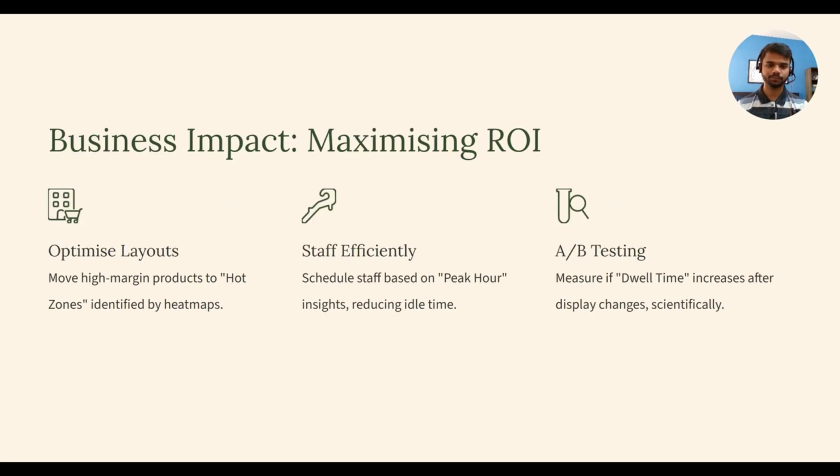Now let's move ahead. This slide is related to business impact. The first impact will be optimized layouts. After analyzing the video, you can simply move your high margin products to the hot zones identified by heat maps. The next is staff efficiency, which means during peak hours you can increase the number of staff for a specific amount of time. And next is A/B testing, in which you can simply check if the dwell time has increased after changing the product's display. So these were the three major business impacts.